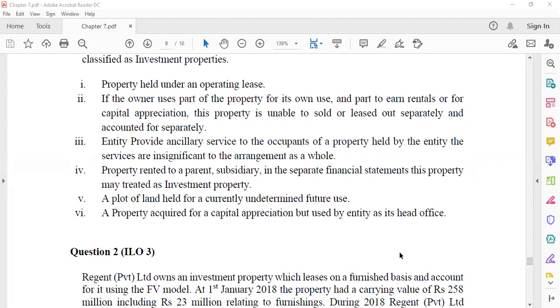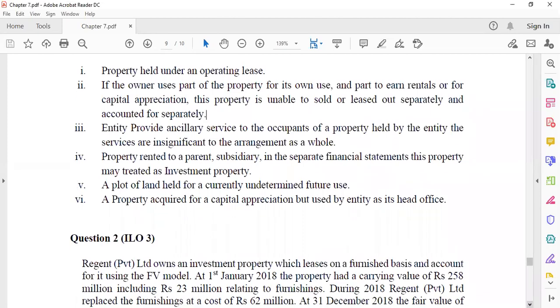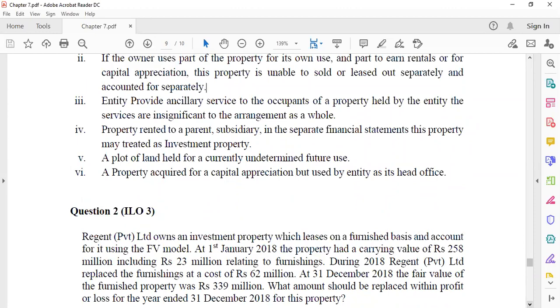Third one, it's about the ancillary services. There we agree that if they are insignificant, it's an investment property. And if the services are significant, it means that it's a PPE. But here it is about insignificant, so therefore it is an investment property. The fourth one, it is about a transaction between parent and subsidiary. There you asked how to treat that in the separate financial statements. There we agree it is an investment property, but in the consolidated financial statements, it should be an owner-occupied property. The next one, it's about the undetermined use. It is a straightforward investment property.